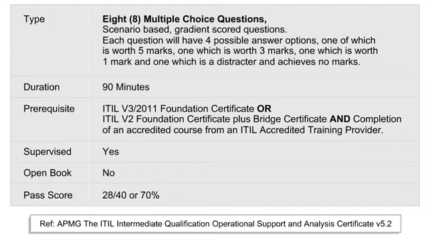As a prerequisite, you need to have an ITIL 2011 Foundation Certificate or ITIL V3 Foundation Certificate plus Bridge Certificate, and completion of an accredited course from an ITIL accredited training provider. It is a supervised exam and closed book. You need to acquire a minimum pass score of 28 right answers out of 40 questions, or a score of 70% in the exam. The next slide talks about the exam tips.